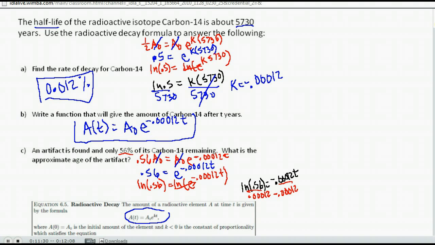Okay, do not forget the negative. All right, it has an approximate age of about 4,832 years. So, pretty old.